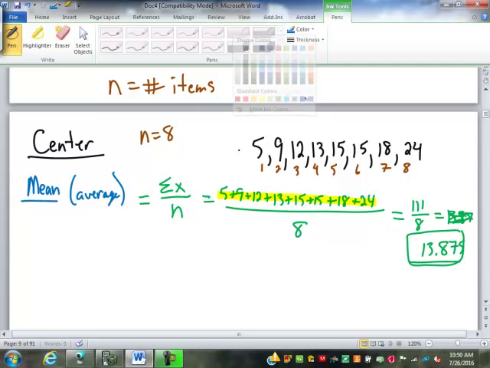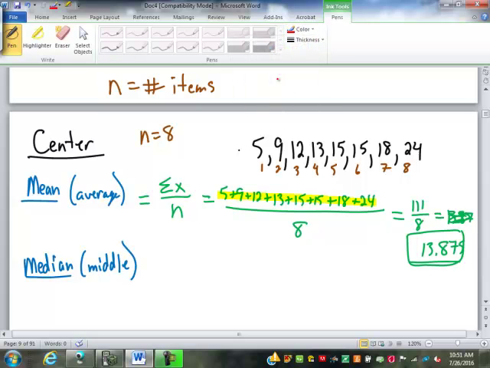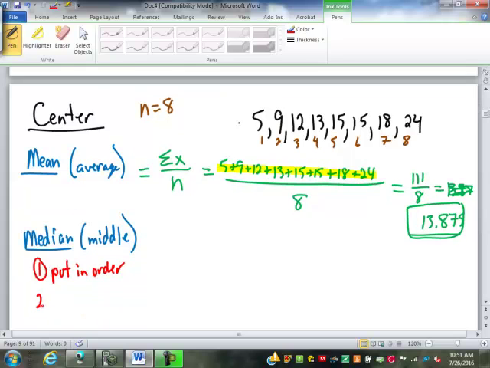The next measure of center is something called a median. The median is just the middle of the data. Now, to find the median, we have to do 2 things. One, we have to put them in order. My set here is already in order from smallest to largest, so I don't need to worry about doing that. Second thing, then, is to find the position.